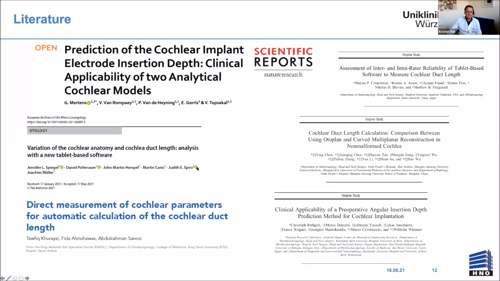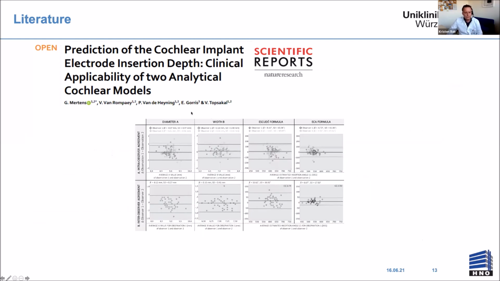I cannot go into detail of the many, but I would like to show one graph that I think is really important. It is from one of the first publications from Antwerp, from the group of Grit Mertens et al. They showed that using the ECA formula in the AutoPlan software, they have a really low intra- and inter-observer variability. In my opinion, that is really important for good software. Then it does not depend on how often you do the measurement and who does the measurement. That should be nearly the same.